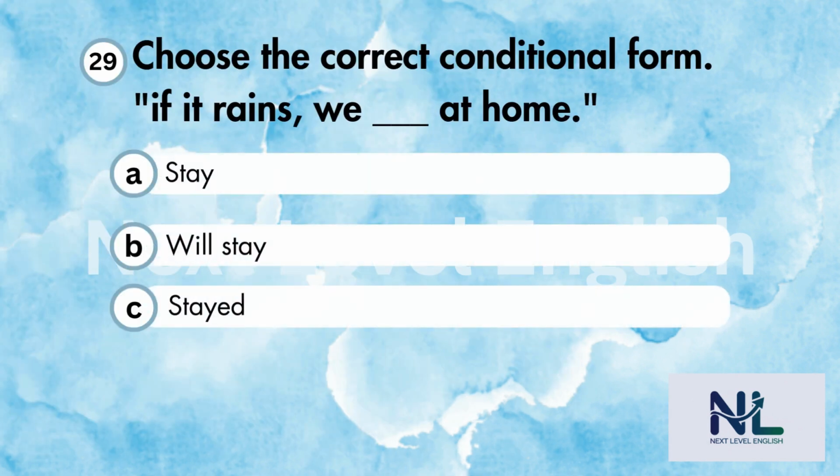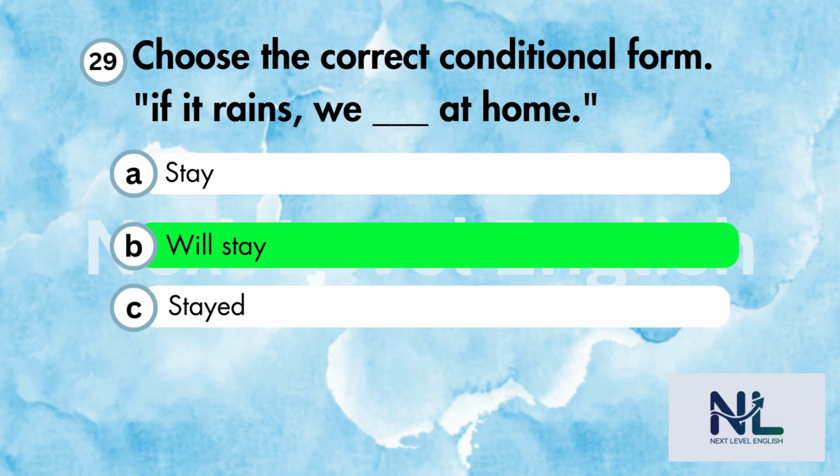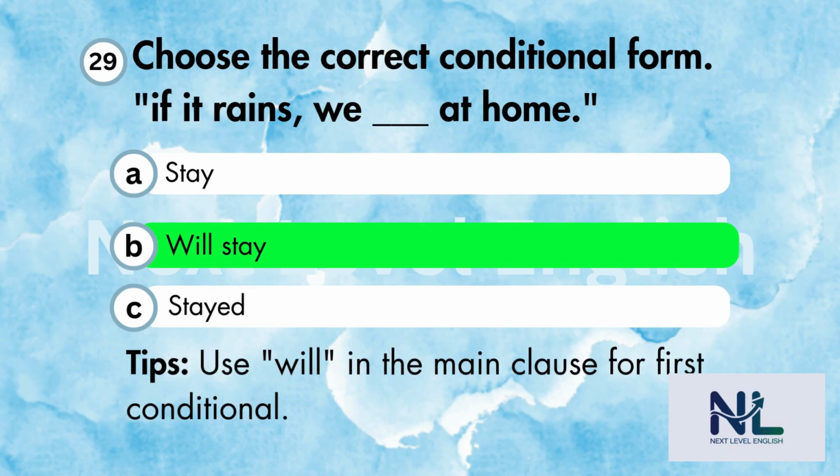29. Choose the correct conditional form. If it rains, we at home. Will stay. Tips: use will in the main clause for first conditional.